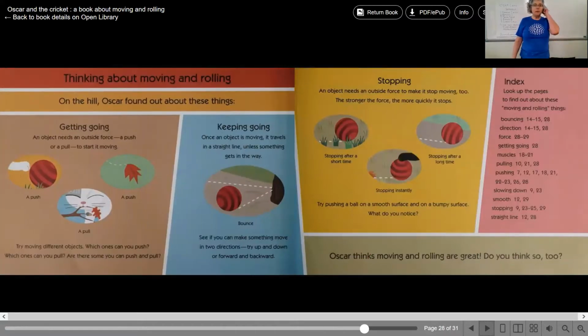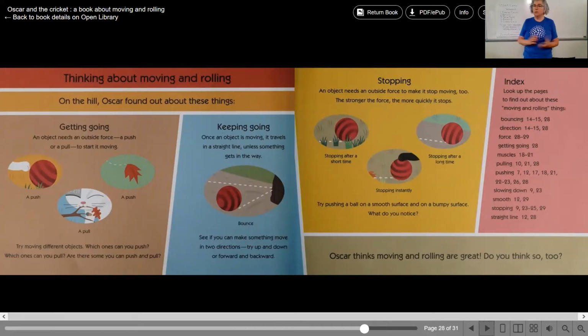Think about moving and rolling. On the hill, Oscar found out about these things. That to get things going, sometimes you have to give it a push or a pull, or the wind can do that too. Sometimes things keep going and they bounce off of something and can change direction. They can go a new way. And sometimes an object stops rolling by friction. It can stop in a short time. Sometimes it takes even longer to roll. And sometimes it can stop instantly by putting something on it, like the brakes, like the paw.